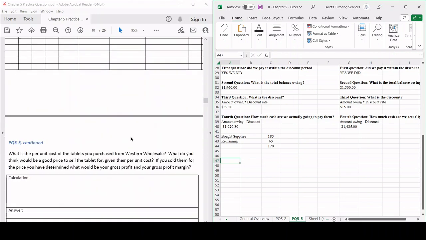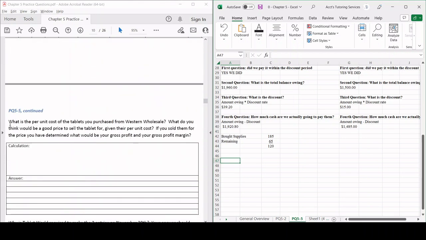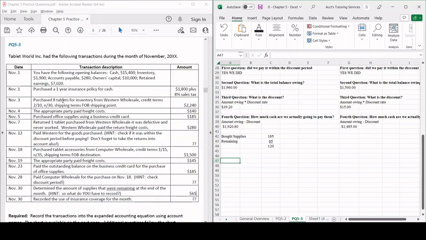Let's just keep going down and tackle the actual questions at hand. So what is the per unit cost of the tablets you purchased from Western Wholesale? We purchased 8 tablets for 2,240. So that's the original cost, right? But you have to keep in mind now that the price that we paid of 140 also increased our inventory for those products. And remember, we returned $280 worth of products as well, right? Right over here. And then you have to keep in mind, we got a discount as well. We got a discount of 39.20. So we're going to subtract that as well.